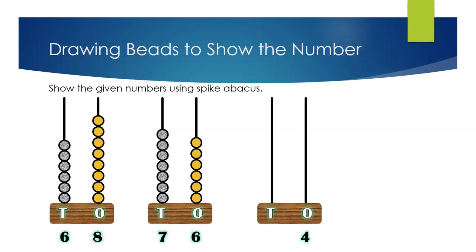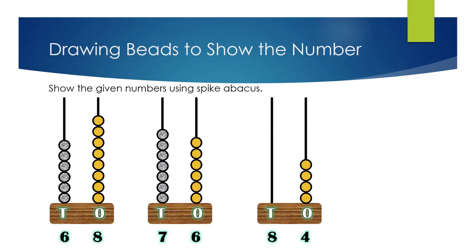Here's another question. Here we have to represent the number 84. 84 consists of 4 ones and 8 tens. It means how many beads will we place in the one spike? 4 beads to show 4 ones.